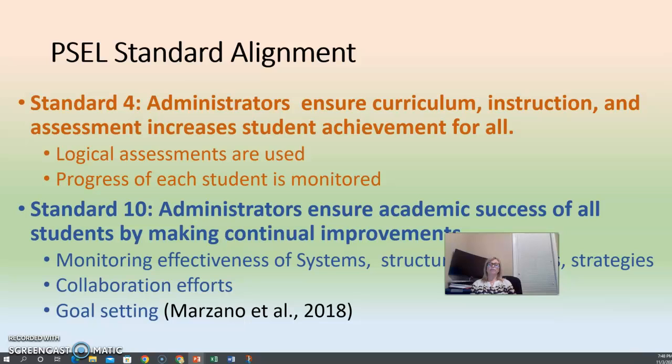Standard 10, administrators ensure academic success of all students by making continual improvements. This is done through monitoring effectiveness of the systems, structures, resources, and strategies that everyone is using. This is done when collaboration efforts are made by all, and the administrator is ensuring that there is collaboration time given and that there is time for goal setting, and that teachers are making sure that students have these SMART goals in place. Marzano et al. 2018.